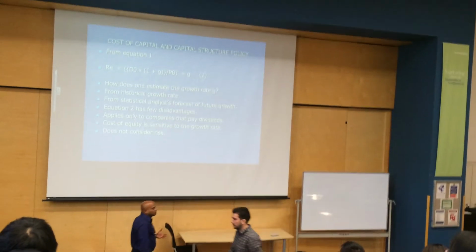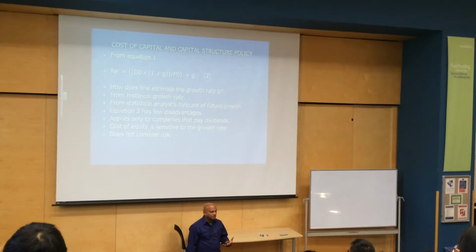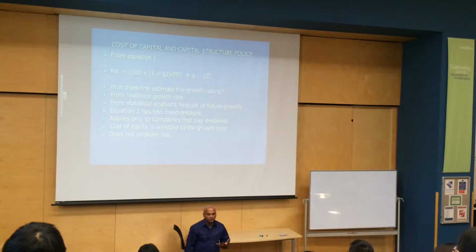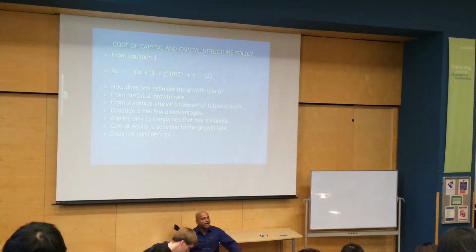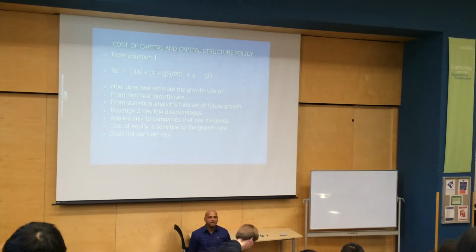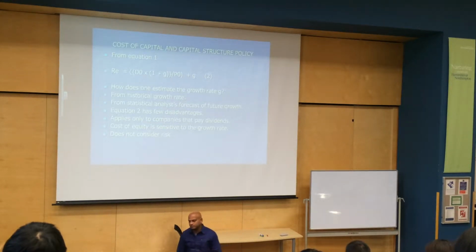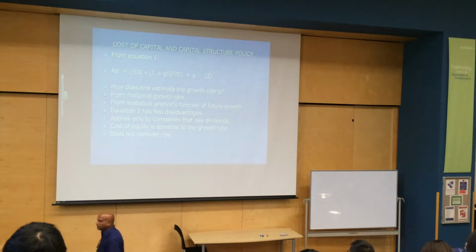The different ways to estimate the forecasting. You take the historical series of G from the past and forecast in the future. Extremely inefficient way.